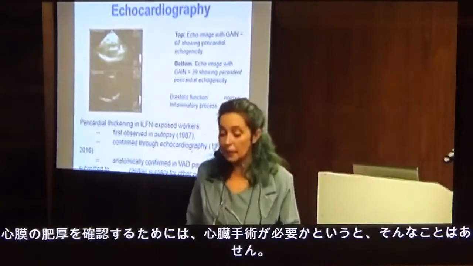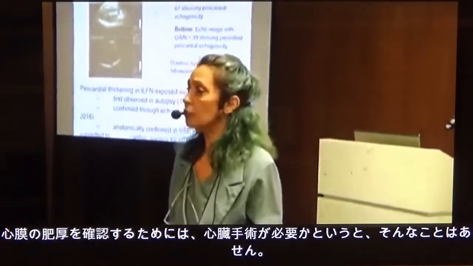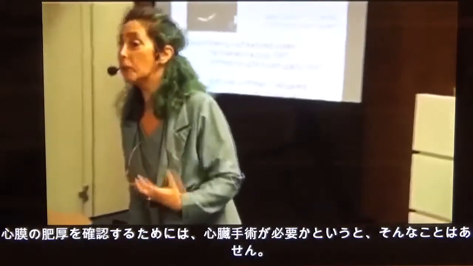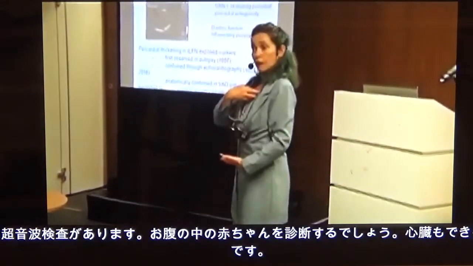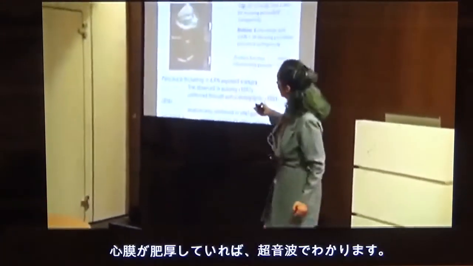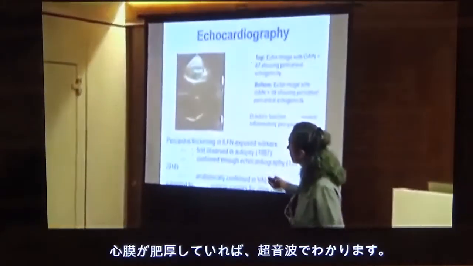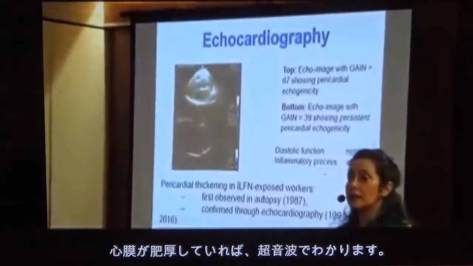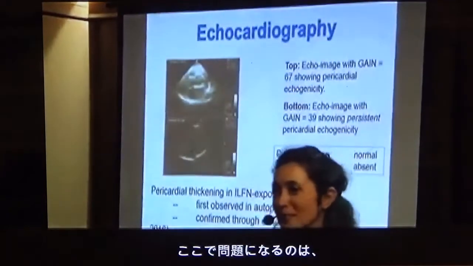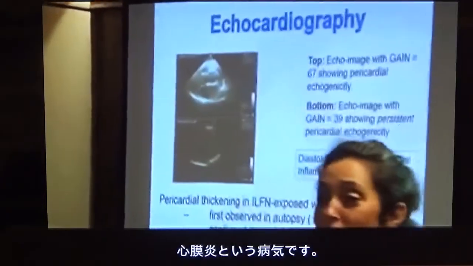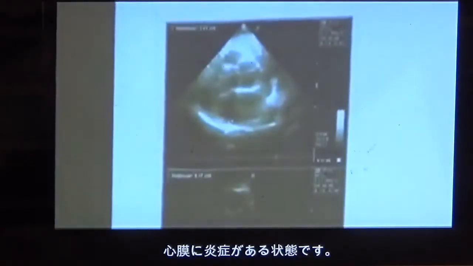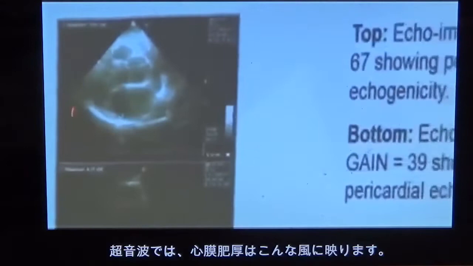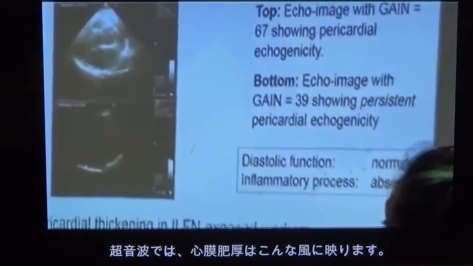Is it necessary to have cardiac surgery to see a thickened pericardium? No. We have ultrasound, echocardiography, like for the babies, but for the heart. So we can look in the echo of the patient if there is a thickened pericardium. What is the problem here? There is a condition called pericarditis, which is an inflammation of the pericardium. And in the echo, it may appear this way.